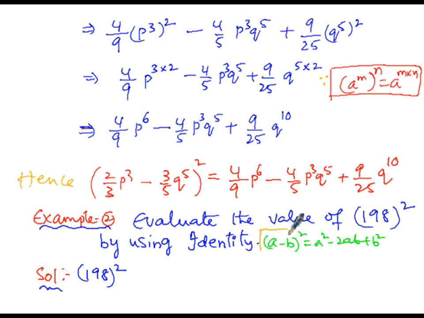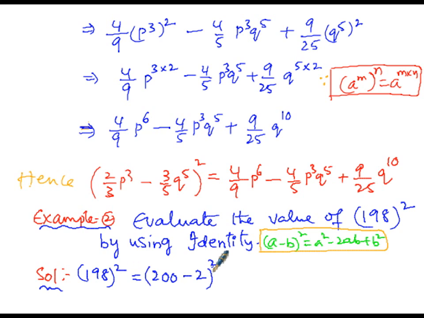To utilize this identity, we need (a minus b) whole square on the left hand side. So we have to split 198 as the subtraction of two elements, one as a, the other as b. 198 is nearer to the round figure 200. From 200 I am going to subtract 2 in order to get 198, so I wrote a minus sign in between: 200 minus 2 gives us 198, but it must be squared as per the problem. So 198 whole square equals (200 minus 2) whole square.